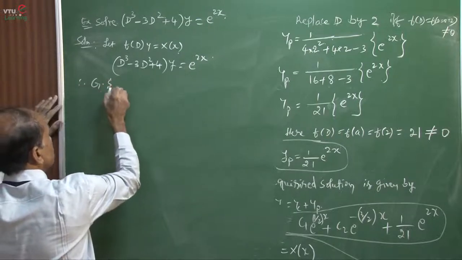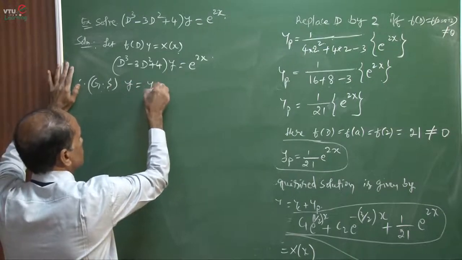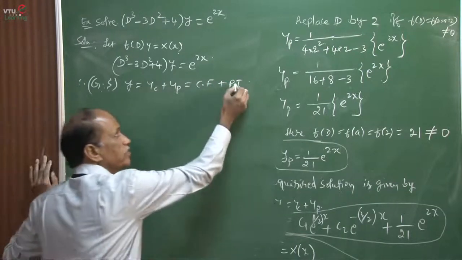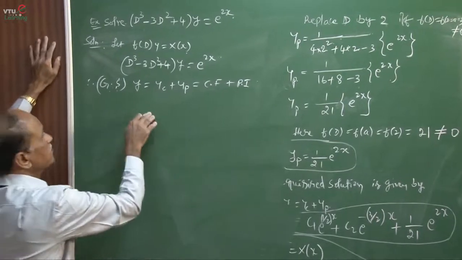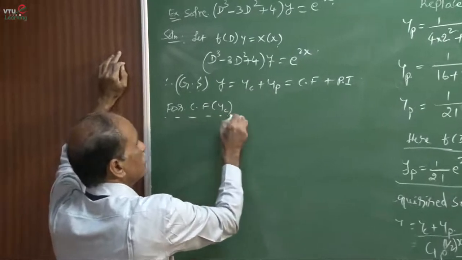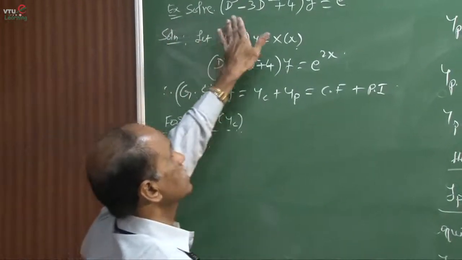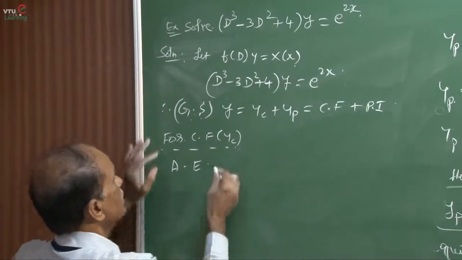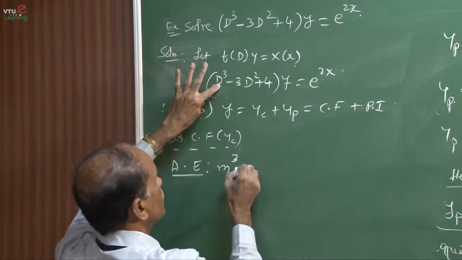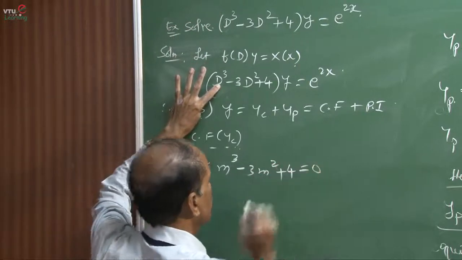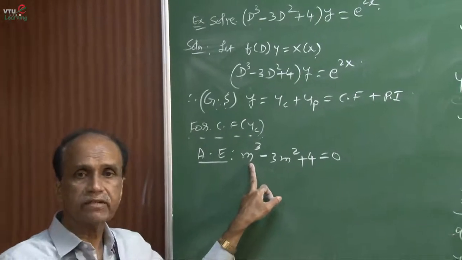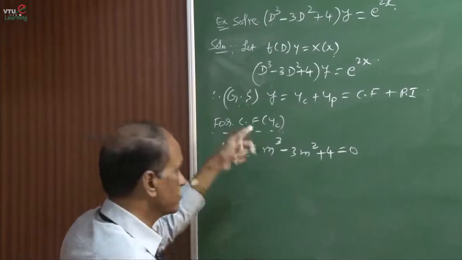Therefore, the general solution can be written as y is equal to yc plus yp, that is CF plus PI, the complementary function plus particular integral. For the complementary function, otherwise yc, we will go for the auxiliary equation. We consider only the left side. What is that auxiliary equation? m cube minus 3m square plus 4 equal to 0. It is not a quadratic equation, it is a third degree equation.